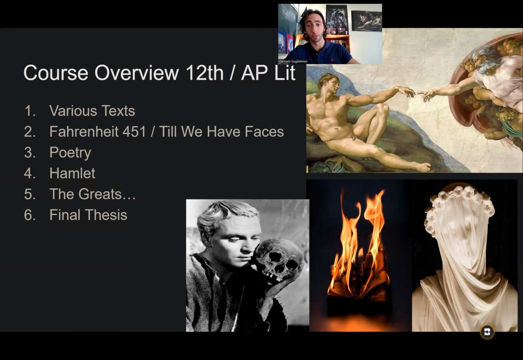We're going to look at short stories. We're going to look at poems. We're going to look at myths. We're going to look at biblical texts, especially this year. And then we're going to move on to our novel for the year, which is either going to be Fahrenheit 451 by Ray Bradbury, a good dystopian-ish, science fiction-ish sort of text, or we're going to do Till We Have Faces by C.S. Lewis, which is a really interesting mythic, dramatic sort of love and religious story.